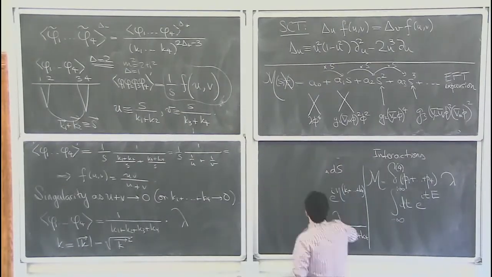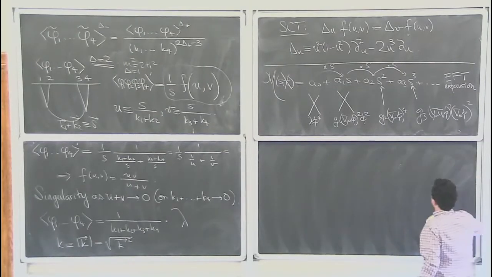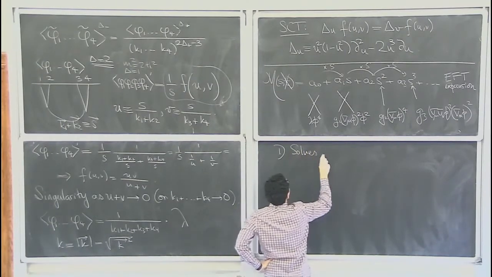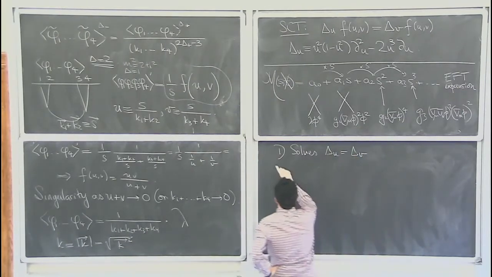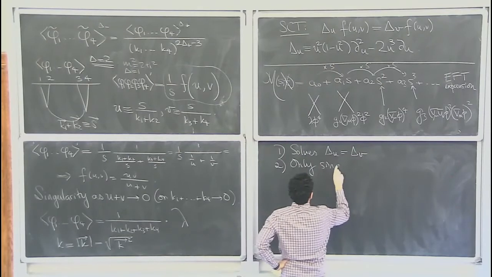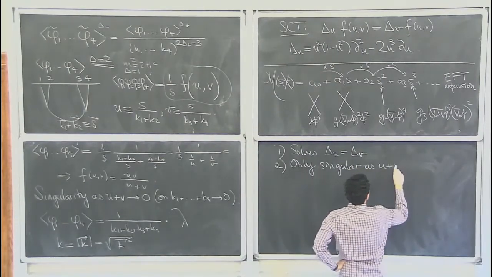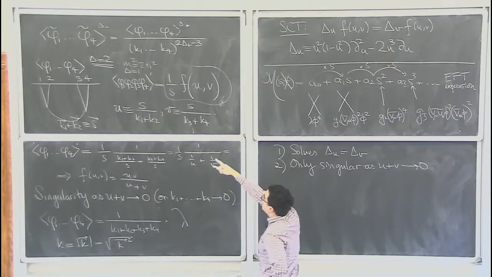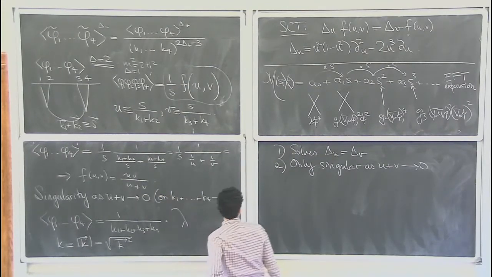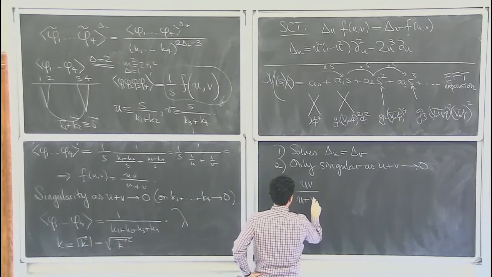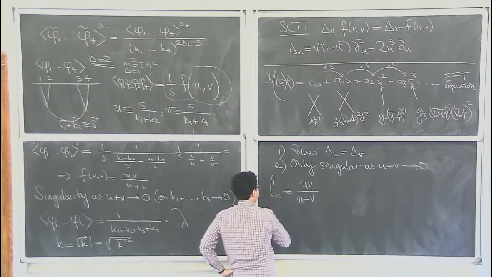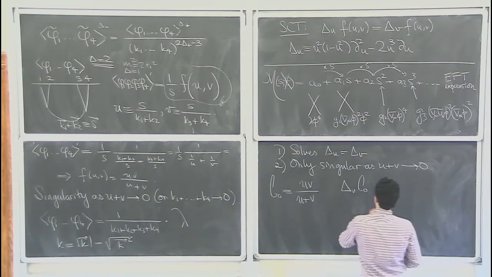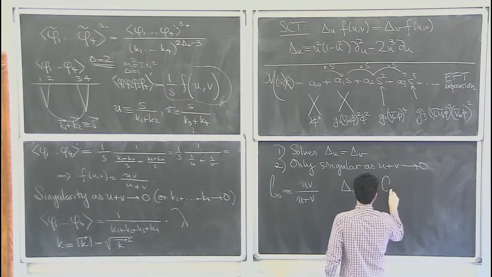Now, let's see if there's something analogous. So for contact diagrams, we want two requirements. One, that it solves delta U equals delta V. And two, that it is only singular as U plus V goes to zero. Okay? Those are the two requirements. Now notice something interesting. Take the first solution, which is UV divided by U plus V. Let me change notation, call it C naught. Now take delta U acting on C naught. Okay? If you look at this, let's call it C1.